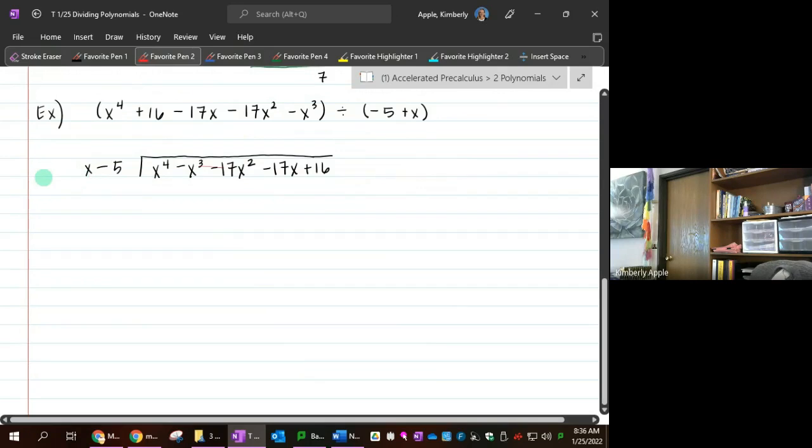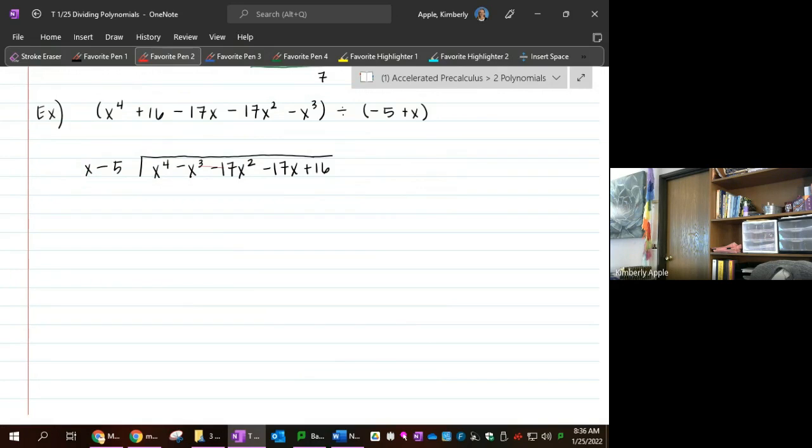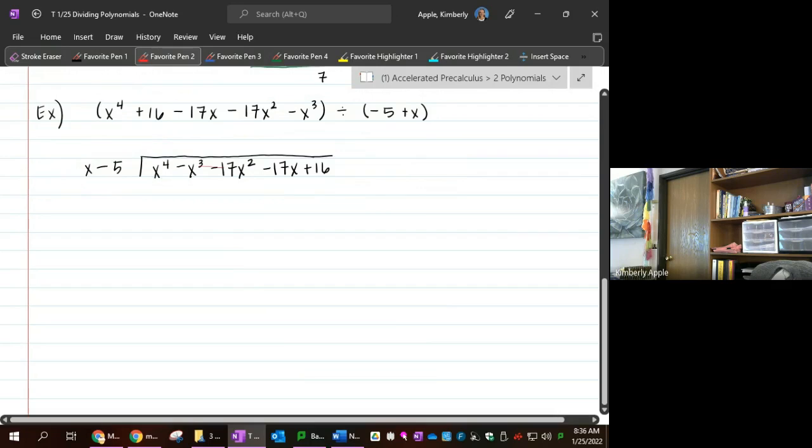You try this one. You give this one a shot. It's long, but it doesn't have any holes in it, and there's not really a new idea being introduced other than this. Then we'll work on one that's missing a term.